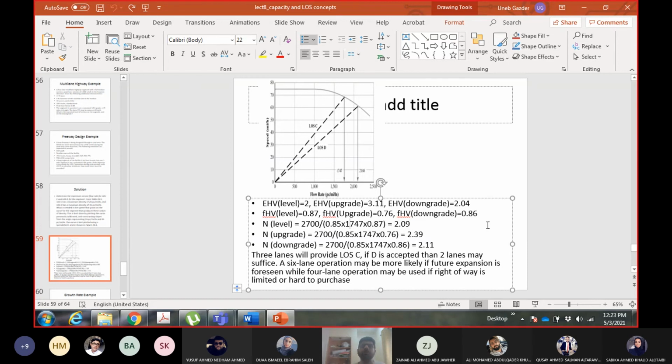This would be enough because you can see the values are very close to 2. If you put 2 here, how much increase will you have in the maximum service flow rate? Maybe 50-60 values, not more than that. So most probably if you put 2 lanes here, you will get level of service D. So having a 4-lane freeway in the present case is acceptable, not preferable but acceptable.